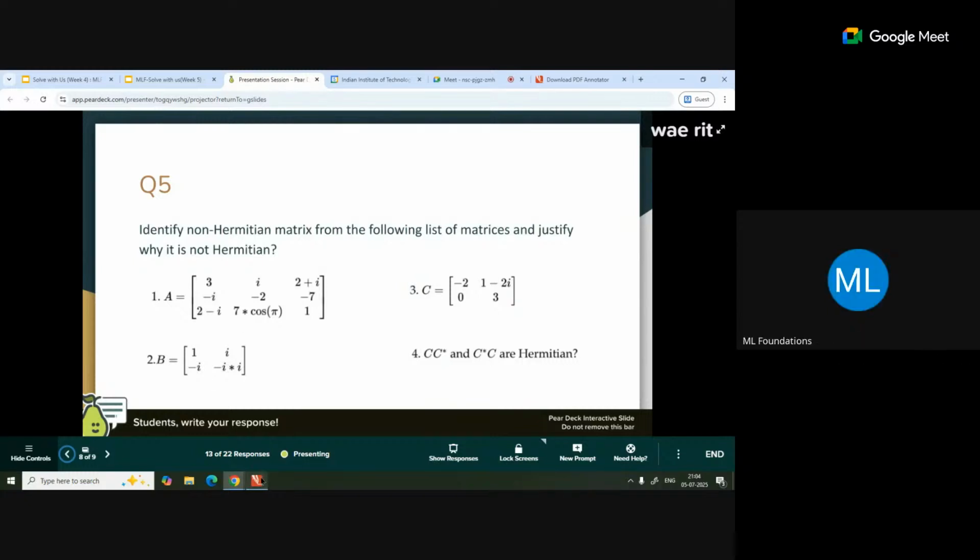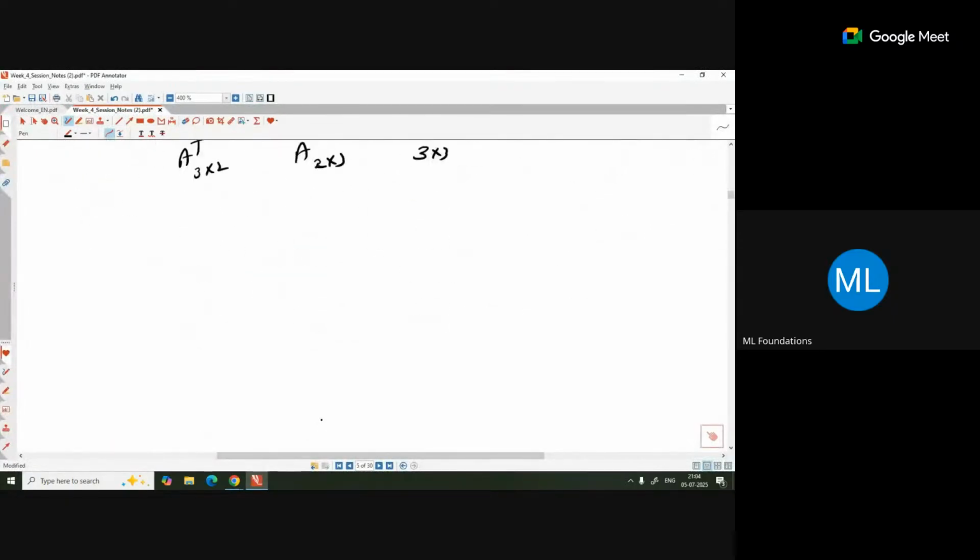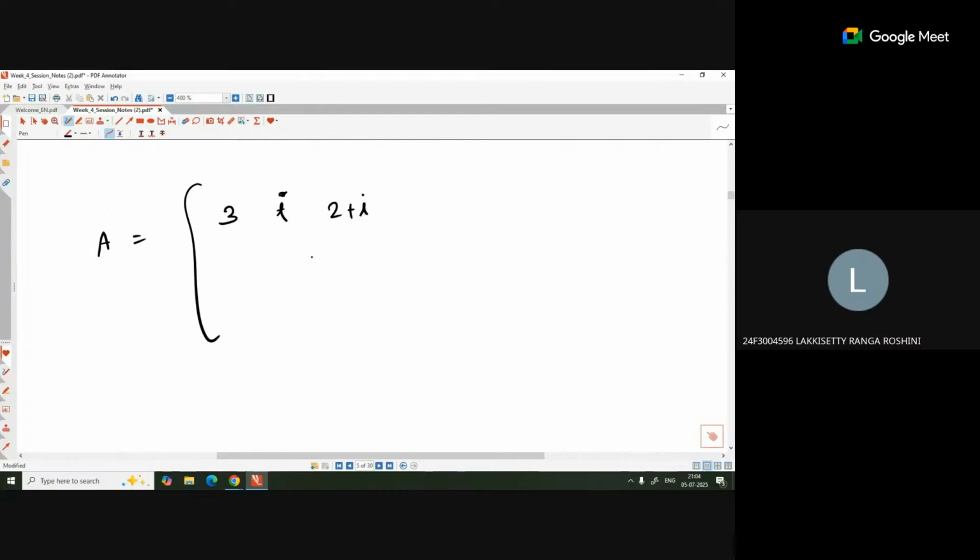It's easier, right? Okay, I'll show it on this. Can you tell me the matrix? Let's quickly do it. Row wise: 3, 3i, 2 plus I; minus I, minus 2, minus 7; minus 2 minus I, 7 cos pi, 1.